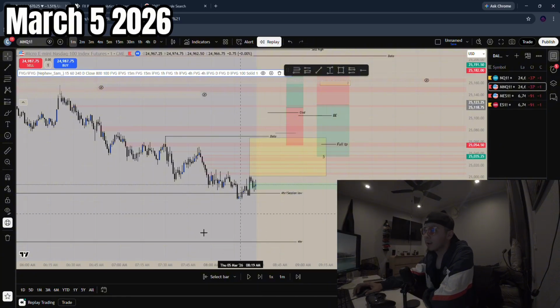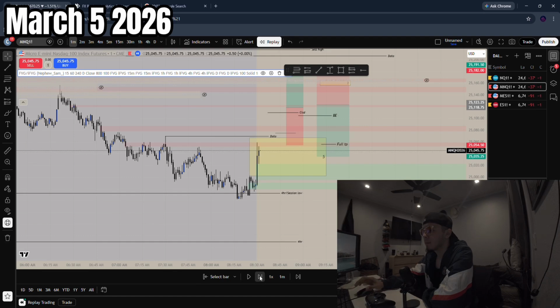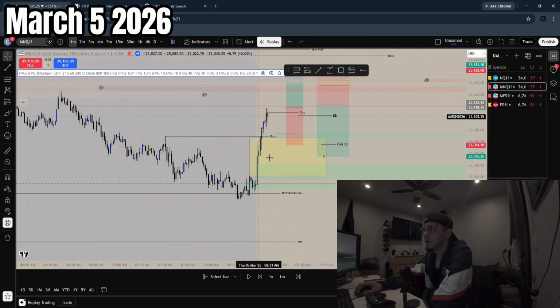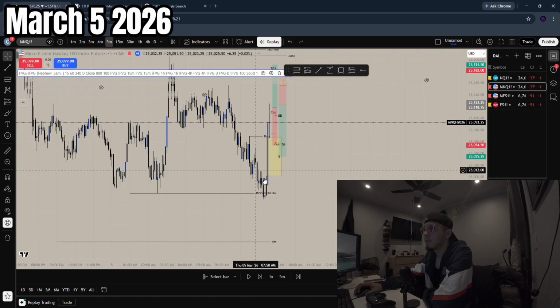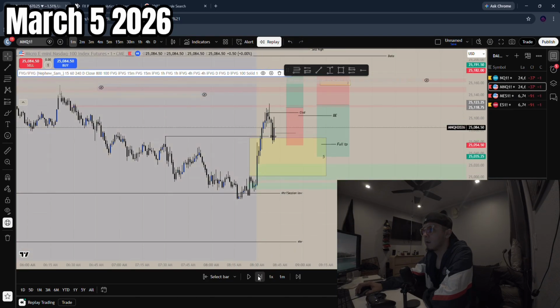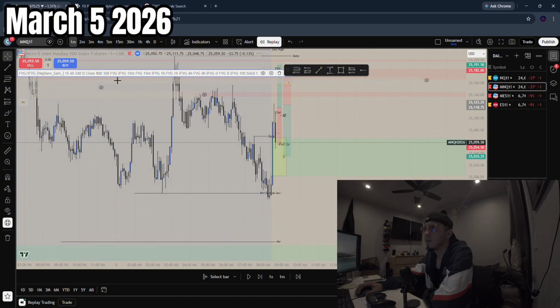So here, pre-market taps into a 4 hour session low, immediately pumps, hits data highs. And then we leave a 5 minute fair value gap. Tap to the 5, I believe. Yeah, we tap into the 5.